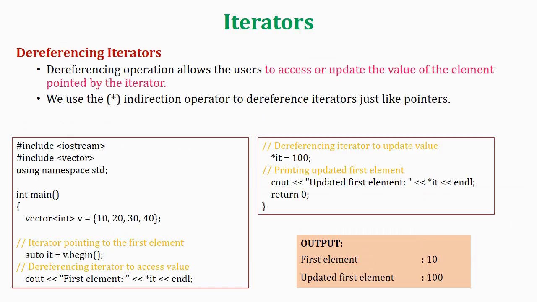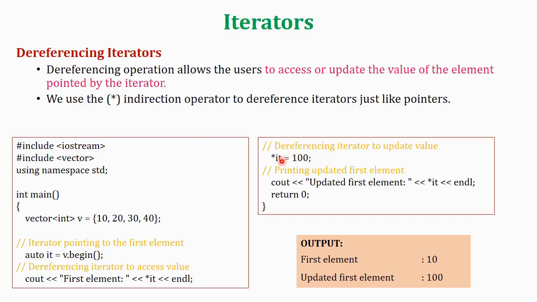Next, dereferencing the iterators. The dereferencing operation allows the user to access or update the value of the element pointed to by the iterator. For example, a vector v, the variable, a collection of values. So now it equals v dot begin, meaning the cursor will start from the beginning. Now the first element, that is the dereferencing operator, followed by the variable. Now automatically it will show the first element. What is the first element here? 10.